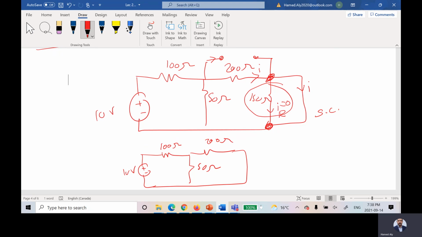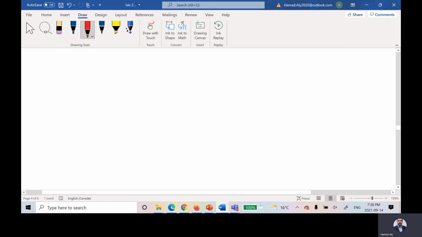Now, let us solve some problems related to what I have already covered. Let us solve this problem from the notes.